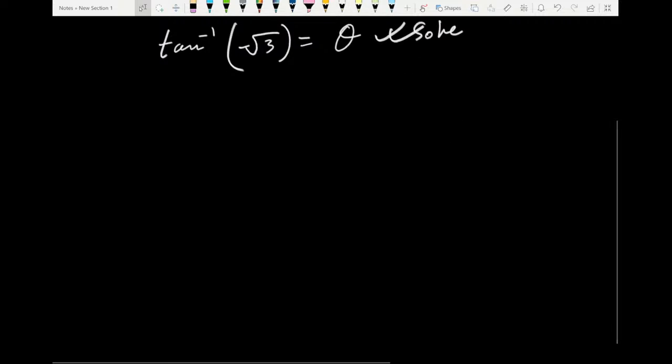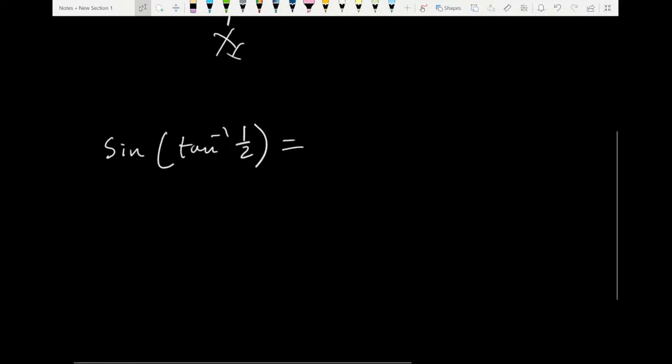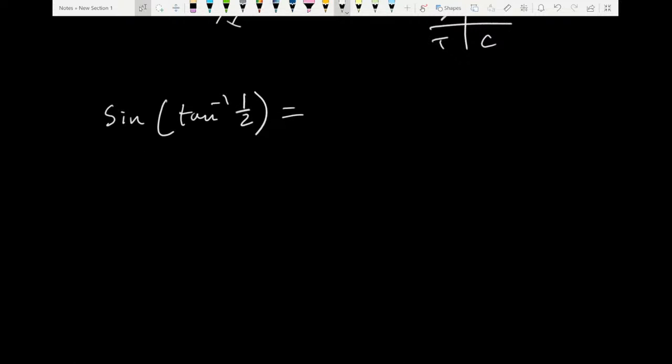But today we're not gonna use this easy stuff. What we're gonna do is sine of tangent inverse of 1/2. What is that equal to? Well, for that, remember, we look at All Students Take Calculus, how they're positive. So we're gonna look at this part right here.